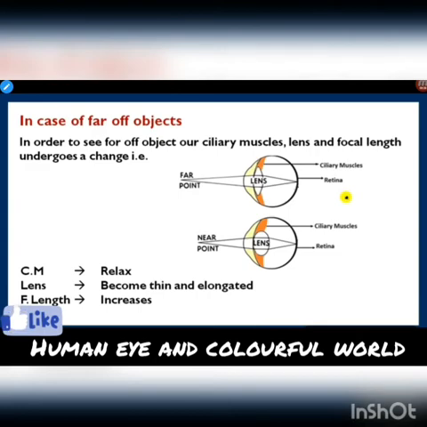In case of far off objects, what happens? In order to see these far off objects, our ciliary muscles, lens and focal length undergo a change. In both these diagrams, you can see there are changes in the ciliary muscles, lens and the focal length.